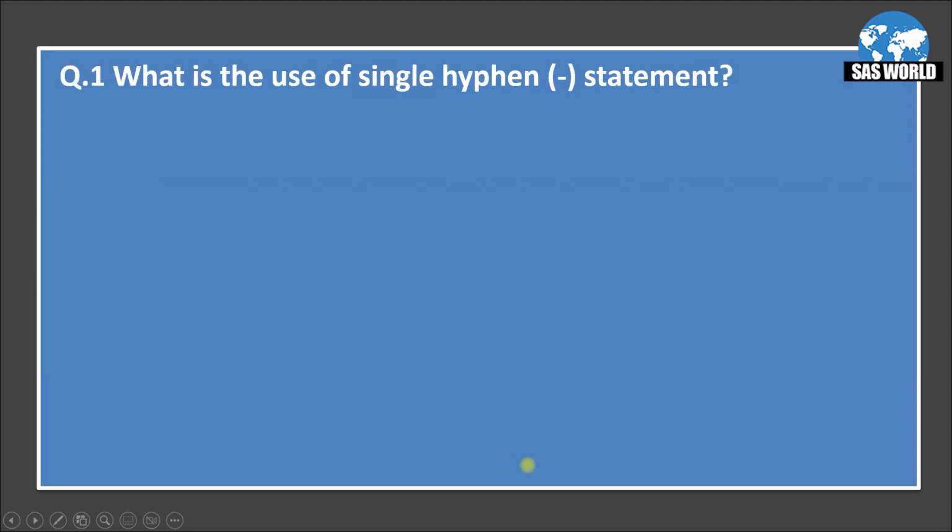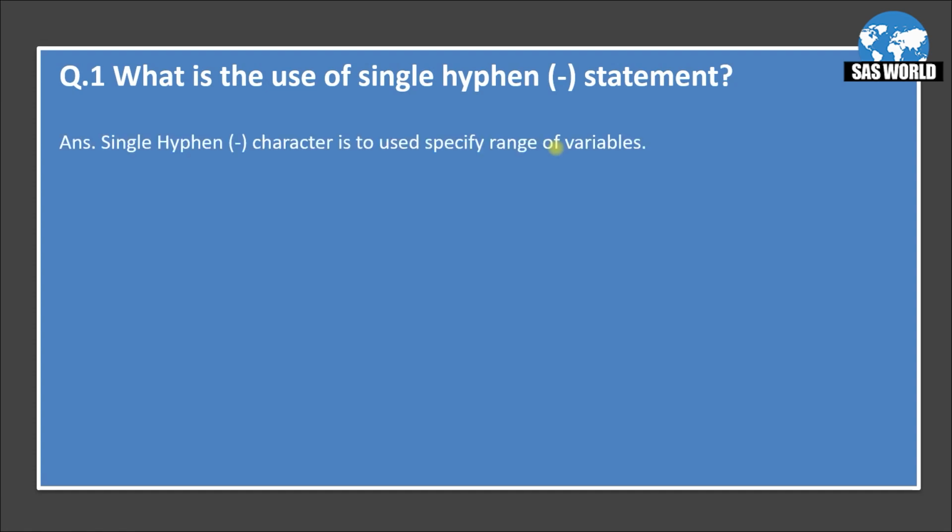Okay, here is the first question. What is the use of single hyphen statement? So single hyphen means range. So if you want to give the range of variables in keep or drop, you can use this one. Let's first see the answer. Single hyphen character is used to specify range of variables.